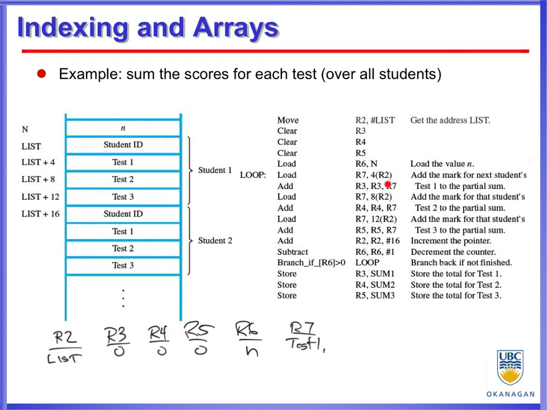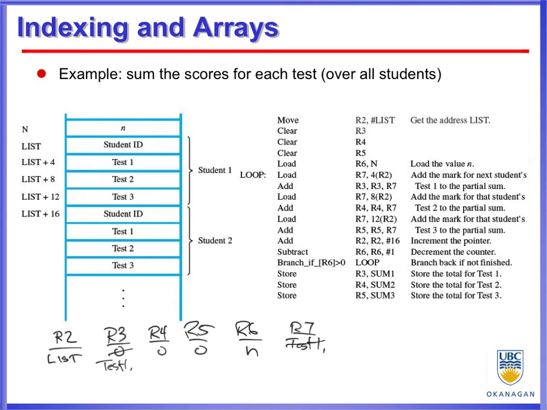Then we're going to add the value in R7. This is the register addressing mode. It's all registers. We're going to add what's in R7 to R3 and put it into R3. Test 1 plus 0, put it into R3. Test 1, sub 1. Then we're going to load into R7 what's at the memory address in R2 plus 8. Well, R2 still has list in it. List plus 8 is test 2. So now test 2 is going to be loaded into R7.